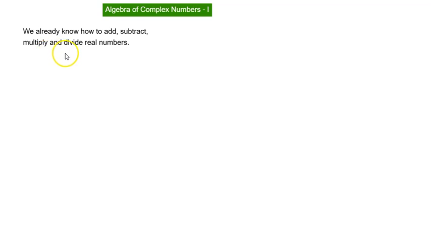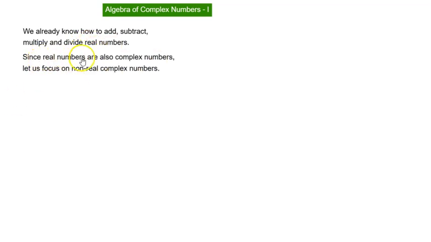Let us look at algebra of complex numbers. When we say algebra of complex numbers, we basically mean addition, subtraction, multiplication, division, and so on. We already know how to add, subtract, multiply, and divide real numbers, and we have seen real numbers are also complex numbers. So we just have to focus on the non-real complex numbers.